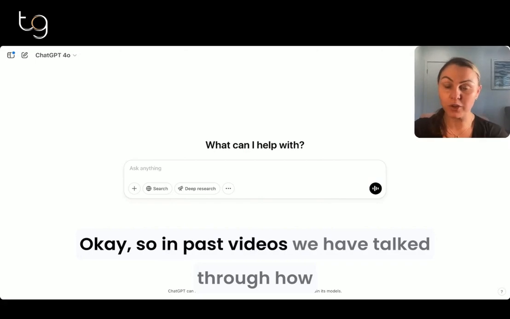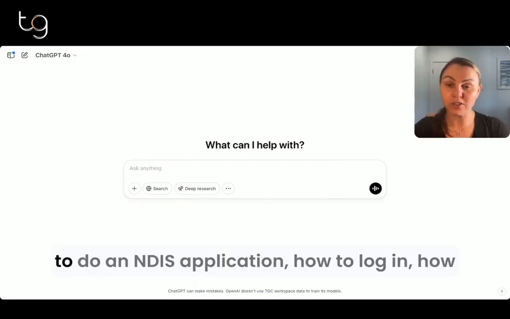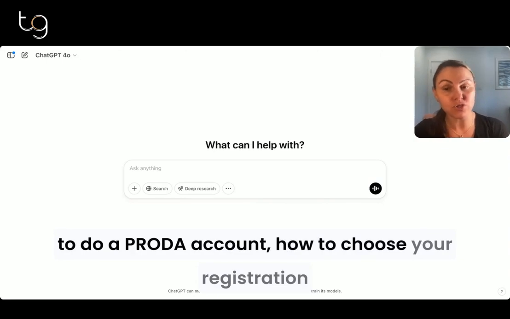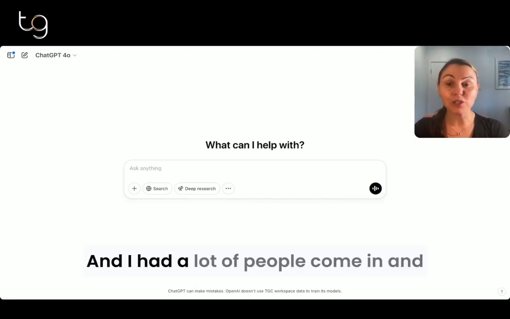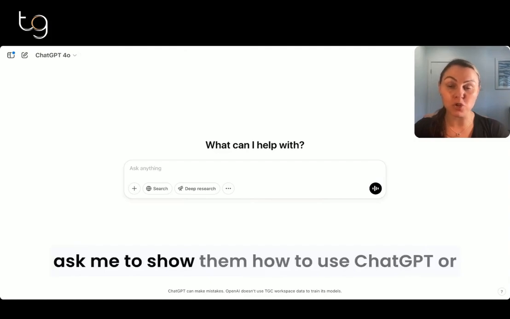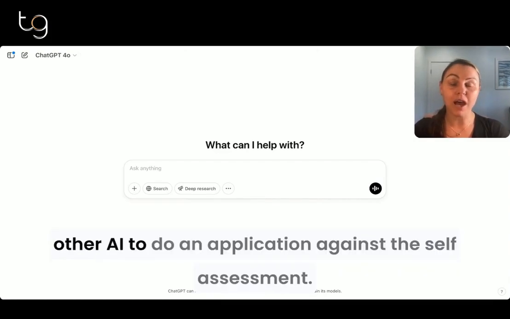Okay, so in past videos, we have talked through how to do an NDIS application, how to log in, how to do a Proto account, how to choose your registration groups, and what the process is of doing a self-assessment. And I had a lot of people come in and ask me to show them how to use ChatGPT or other AI to do an application against the self-assessment.